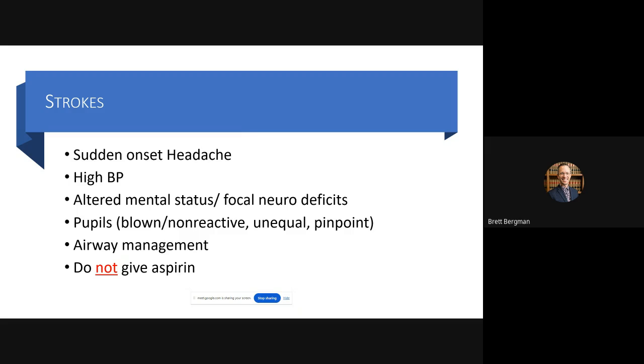Patients that are having strokes may have sudden onset headaches. We talked about earlier, high blood pressure is one of the big contributing medical conditions of stroke. So you may take their blood pressure and it's very high. You're going to potentially see some altered mental status and some focal neurodeficits. If it's a really significant stroke, you may see a blown pupil. So you definitely want to be looking in their eyes. That is the window into the brain.